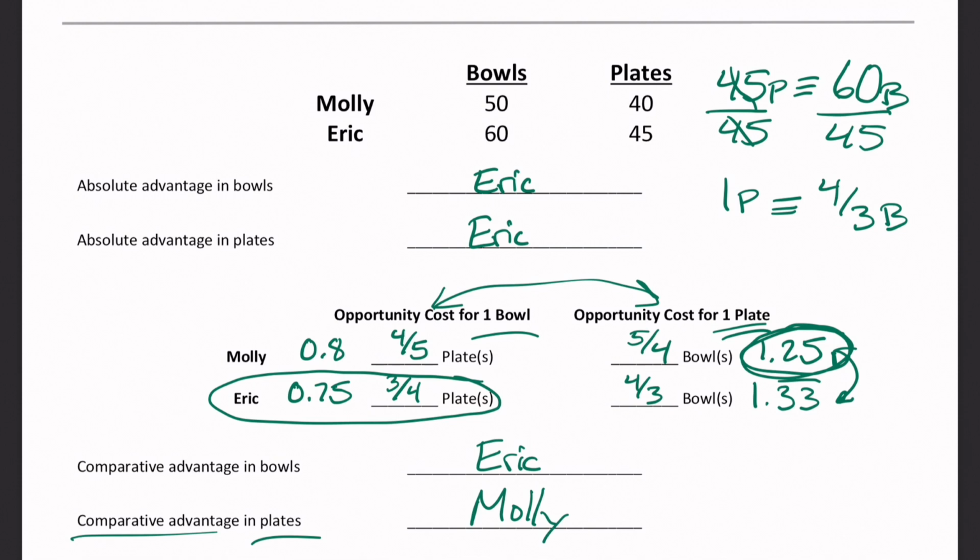So suppose they were to go into business together, what they would do is they would have Molly focus on producing plates because she's comparatively better at producing plates. Eric would focus on making bowls because he is comparatively better at producing bowls.